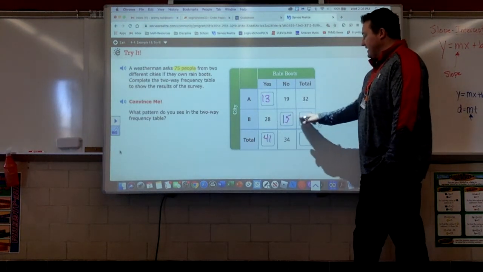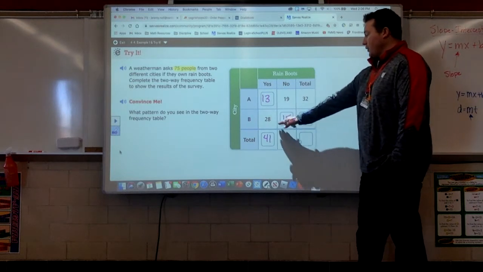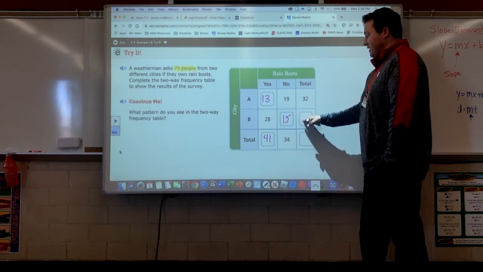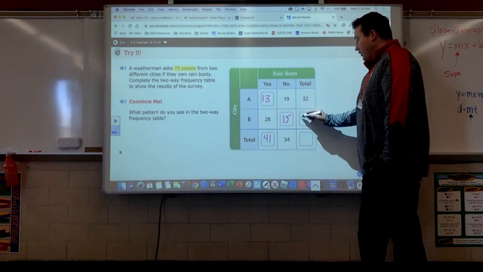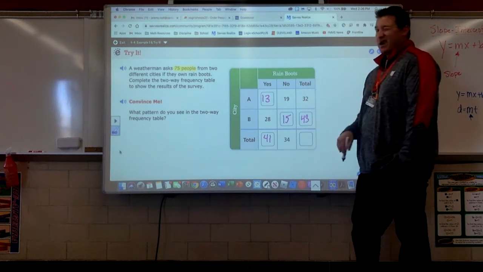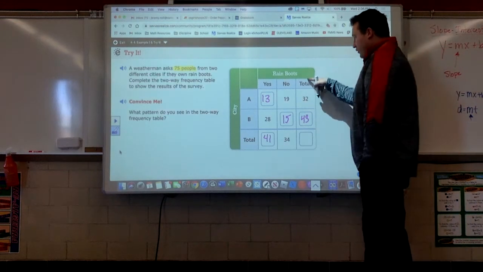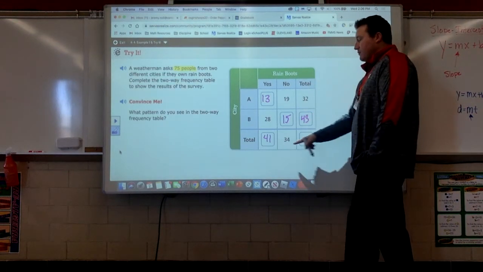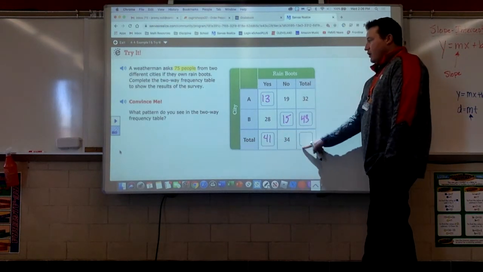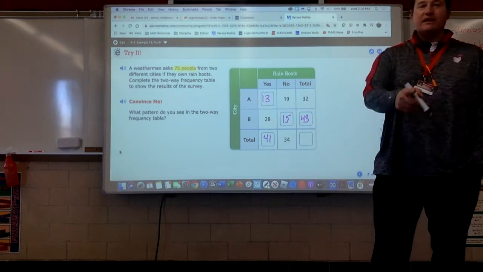Okay. We can go across city B. Now in this row, 28 plus 15 gives me this number here. I'm going to go with 43. Hopefully I did that right. Doesn't matter what we do here. We can add down the column or we can add across this row. We're going to get the same number here. We really didn't even need to do that.